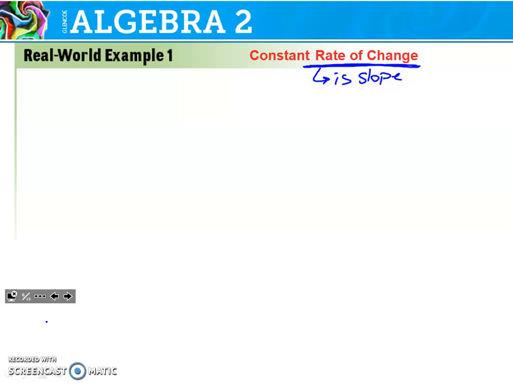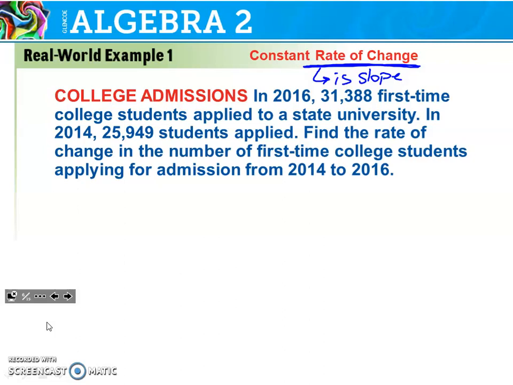Okay. Rate of change is primarily used when we are dealing more with real-world situations or with word problem types. So that's what we're going to go through in this video. This says college admissions in 2016 were 31,388 first-time college students applied to a state university. In 2014, 25,949 students applied. It wants you to find the rate of change in the number of first-time college students applying for admissions from 2014 to 2016.